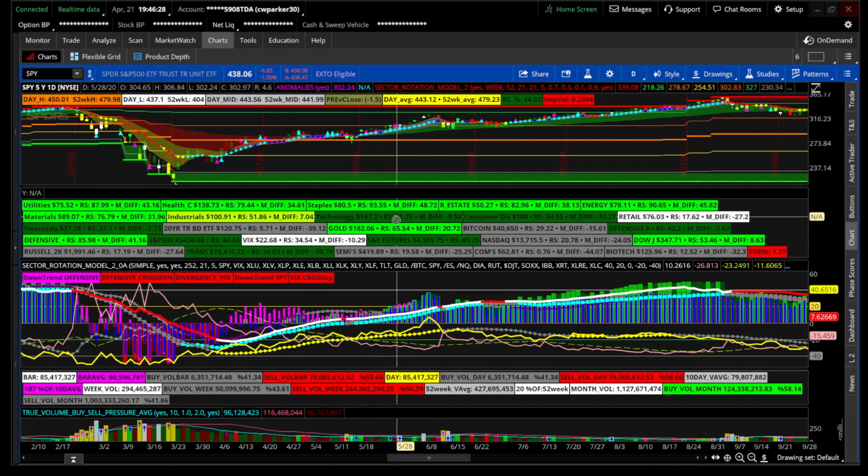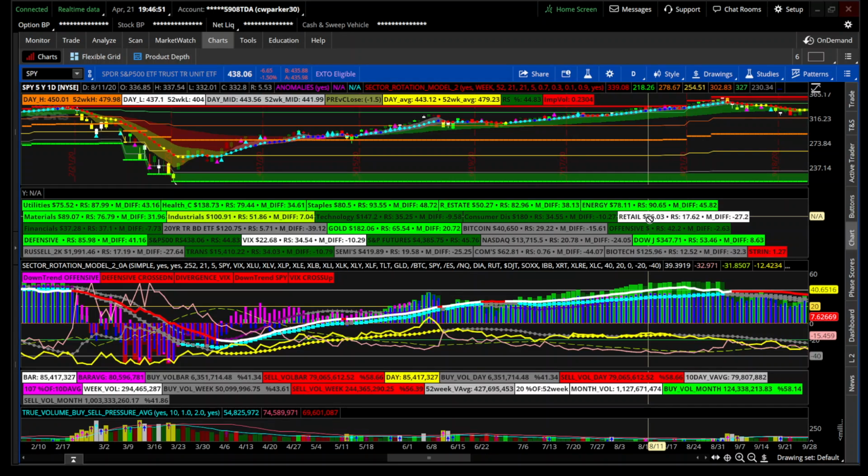Technologies is basically dead in the water. Well, I'm not gonna say dead in the water. It's not like retail, which is really dead in the water. It's below 20, so it's white, but its short term average is above its midterm average of 21. The short term is 5, the midterm is 21.